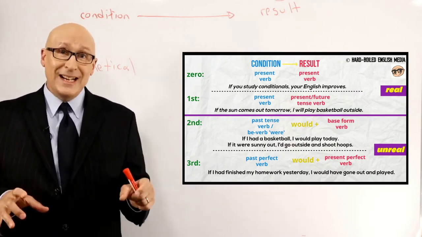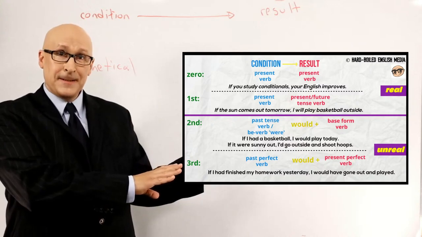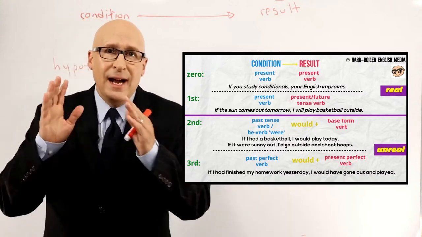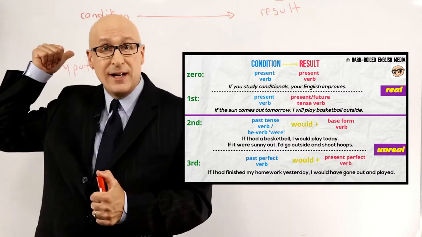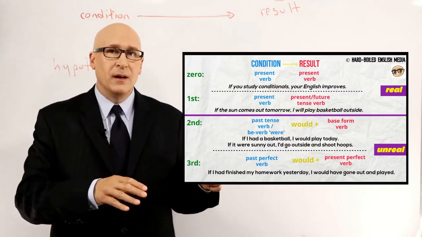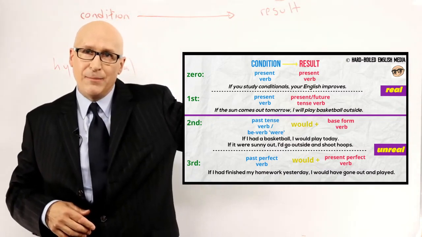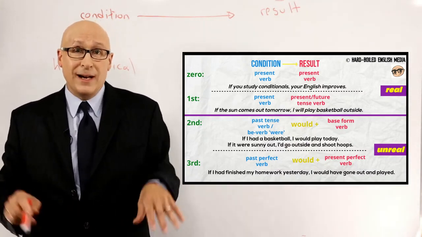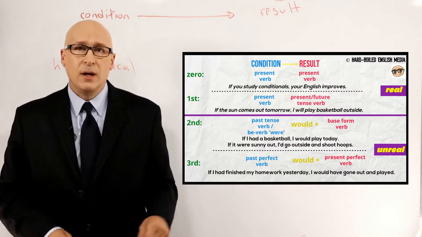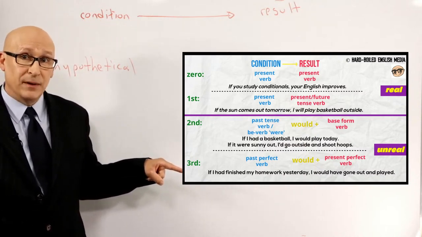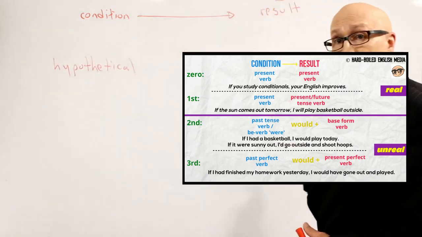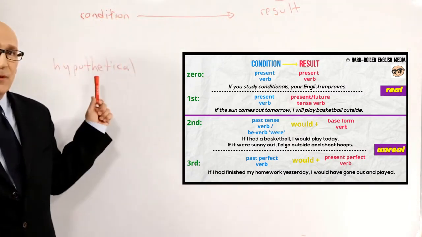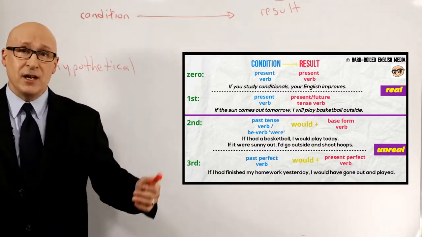Now, the third conditional is talking about the past, right? The idea is about the past. So, for example, if I had finished my homework yesterday, I would have gone out and played. But that never happened. I didn't finish my homework, so I didn't go out and play. I stayed home and studied more. Big test tomorrow. So this is a past that never actually happened. It's unreal. It never happened. It is a hypothetical or alternative past, an imaginary past.